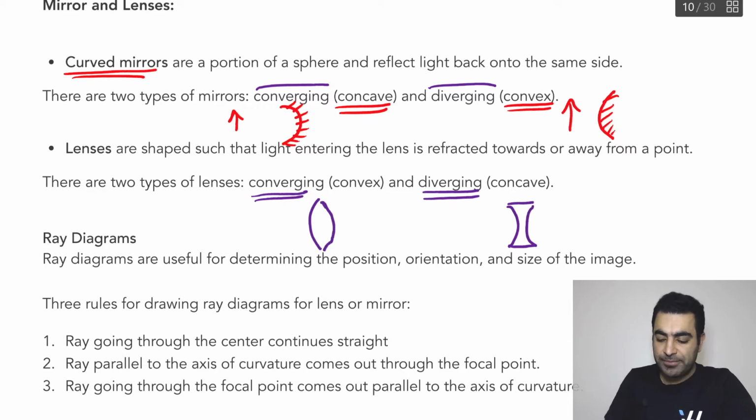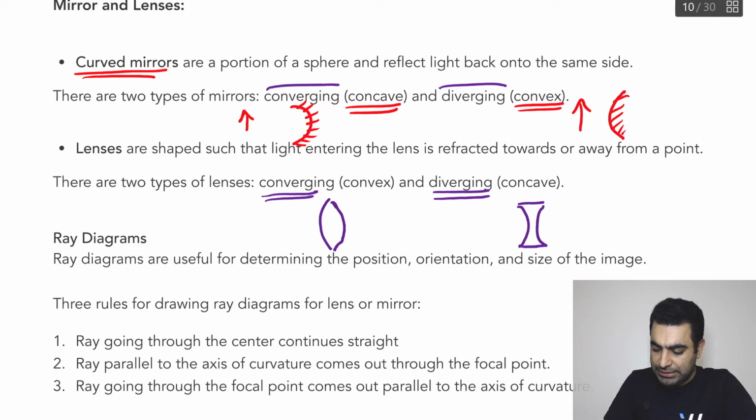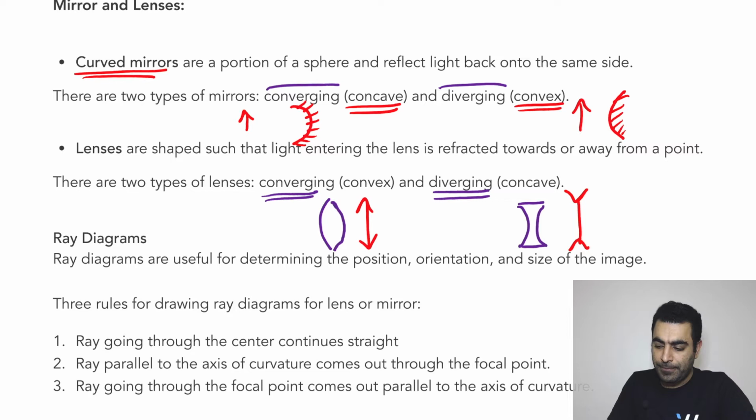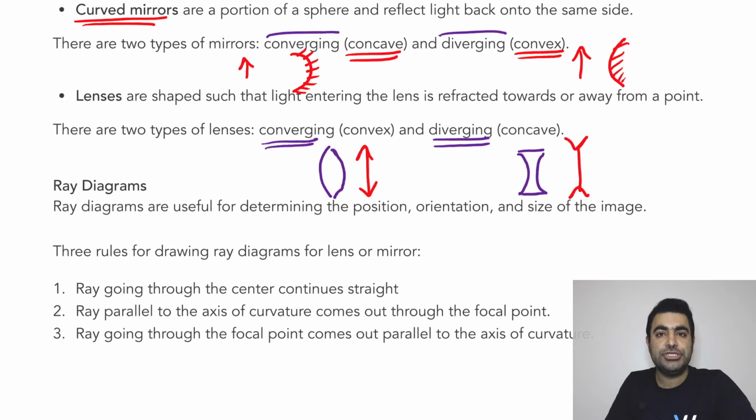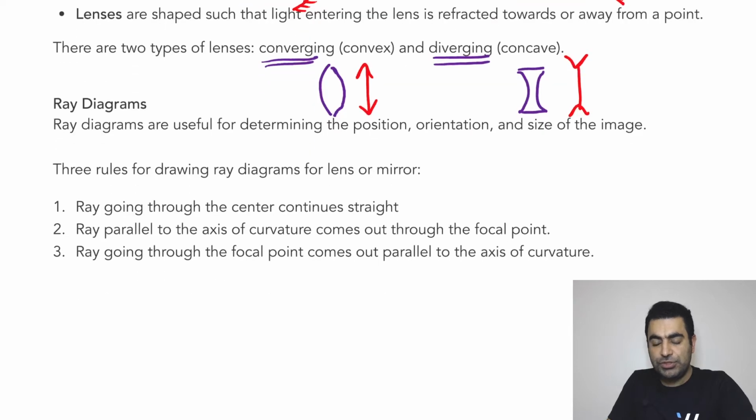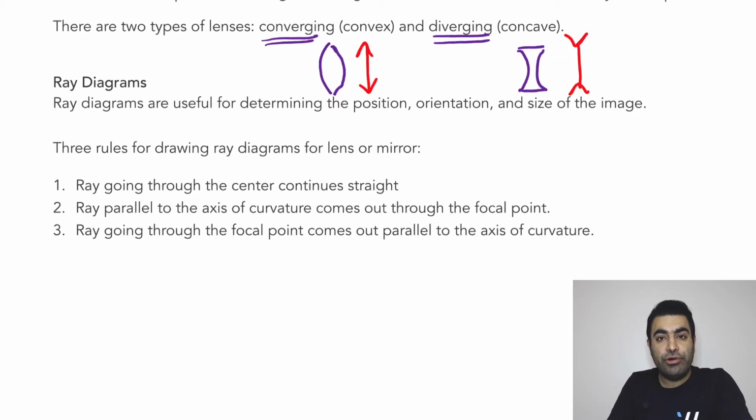Sometimes, to have easier pictures to draw, we show the convex or converging lenses by these simple arrows, and the diverging or concave lenses by opposite arrows like this. There are different notations we have for lenses. But let's see how we can find the position or the conditions of the image produced by each of these optical devices. First of all, we need to learn how we can look at ray diagrams.